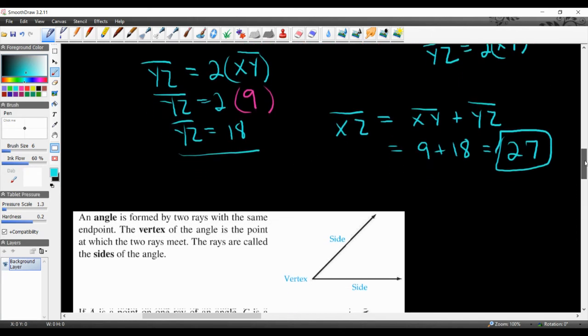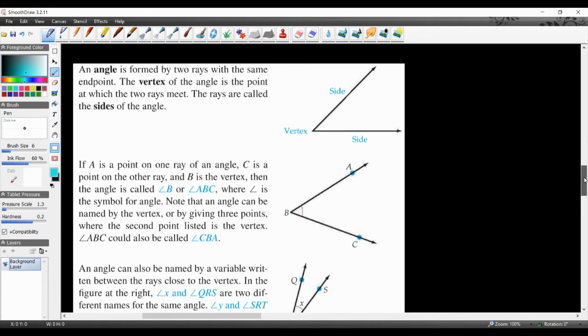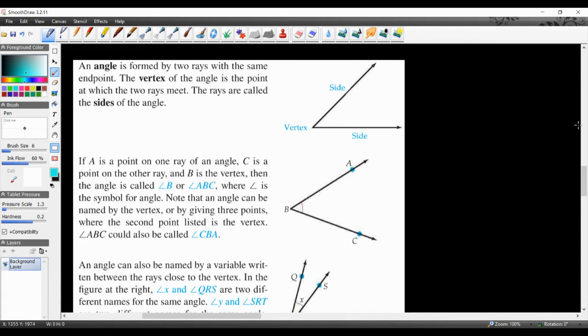Okay, let's move on. So we talked a little bit about this earlier when we mentioned the rays. If we have two rays and they have the same endpoint, we can make what's called an angle, okay? And we have some names for this angle. The angle is formed by two rays. Like I said, it has two sides, so there are the two sides. And the endpoint that they meet at, this is called the vertex, okay? Kind of like the corner if you want to think of it that way, okay?